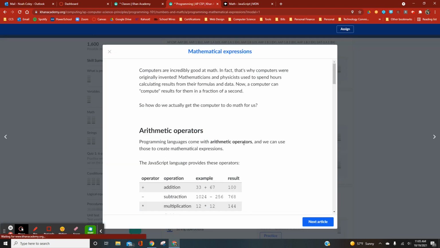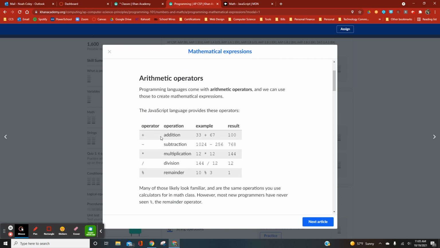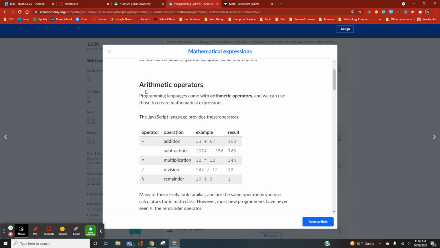So when we talk about math here, we're talking about mathematical expressions. We're talking about how programming is used to do the calculations, of course. So how do we get the computer to do the math for us? Well, first we are going to have a refresher on some of these things that we've been doing since kindergarten. Arithmetic operators. Now, that's just things like addition, subtraction, multiplication, and division.